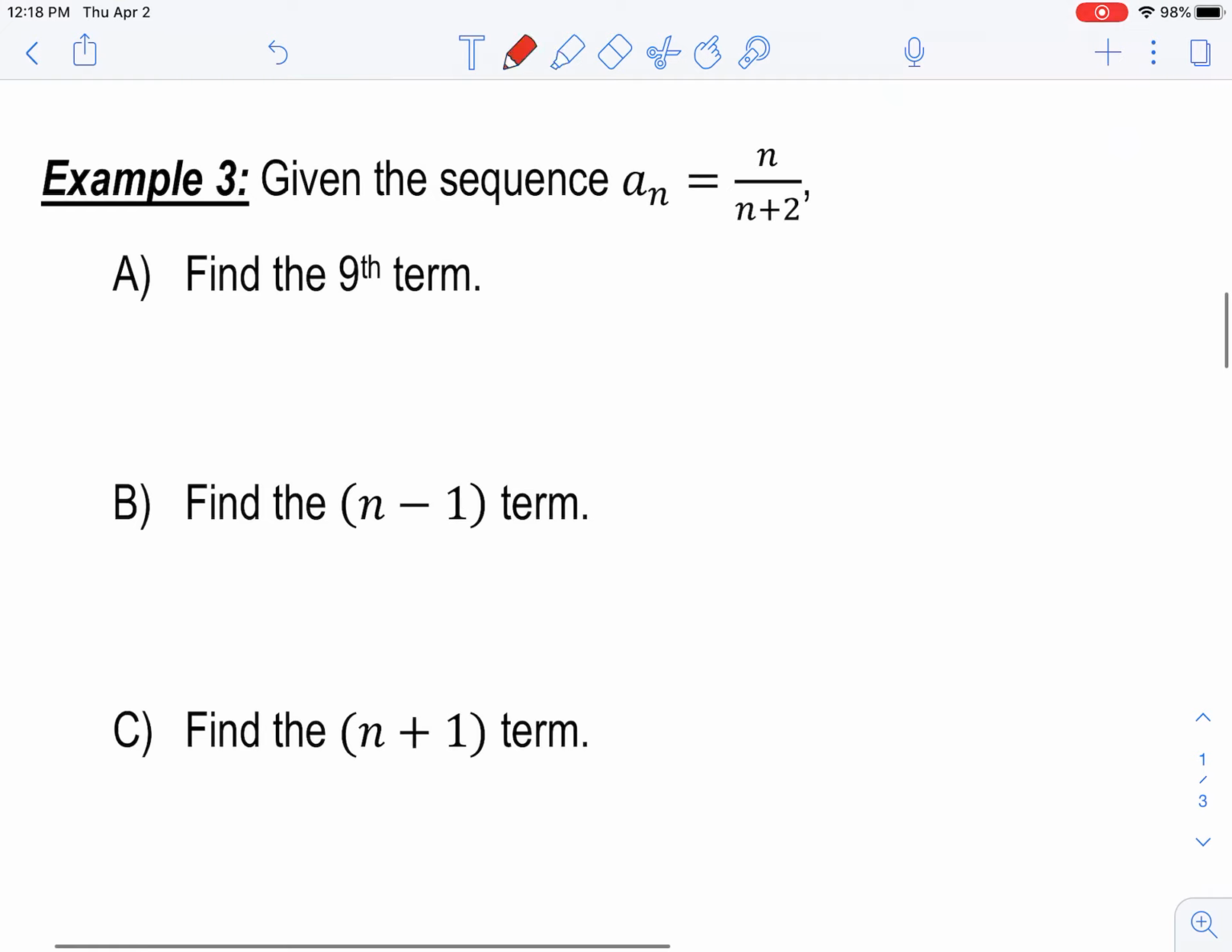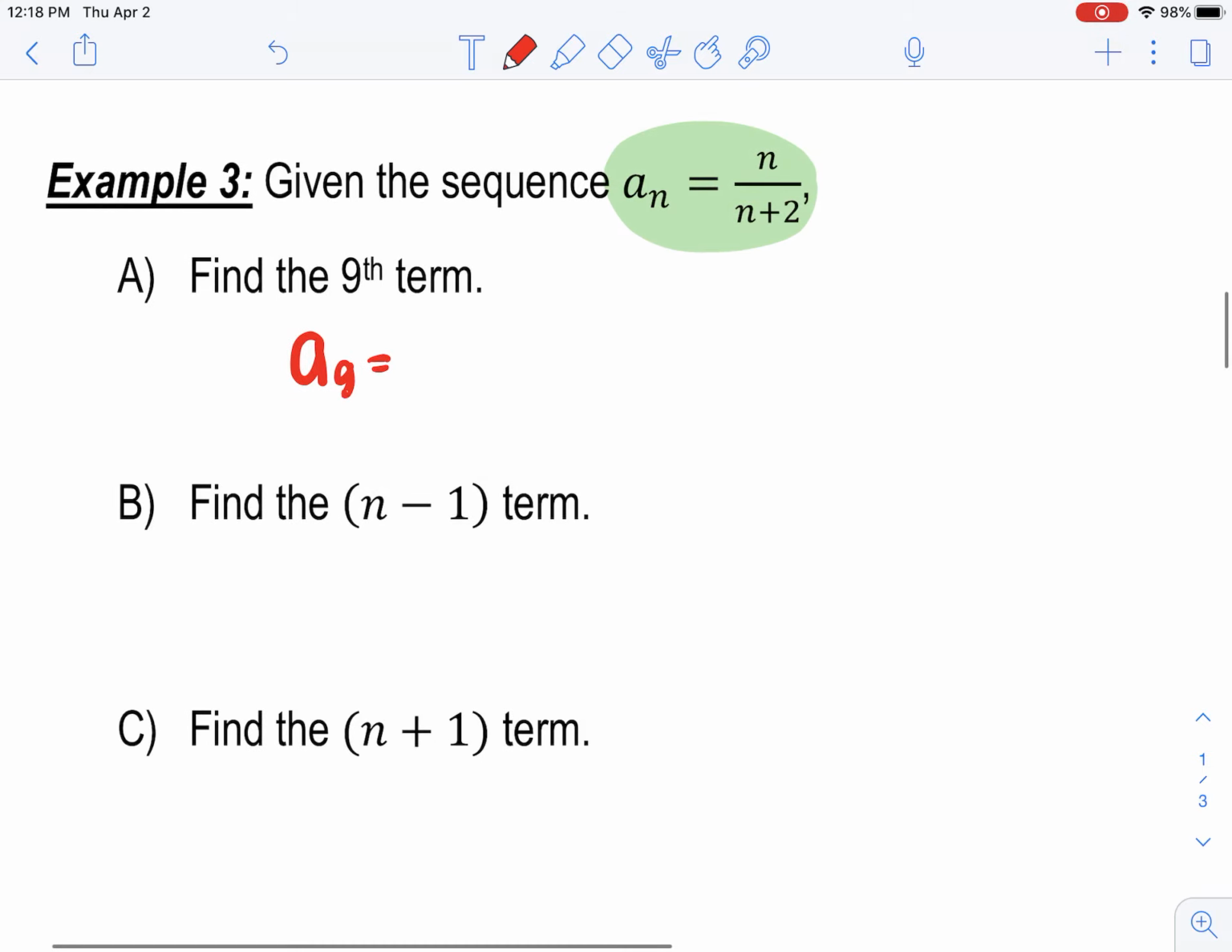Okay. Next part, super easy. It gives you an equation to follow. It says a sub n is equal to n divided by n plus 2, and then it asks you for 3 individual things. So first off, find the 9th term, so a sub 9. All that means is plug in 9 for n. 9 over 9 plus 2, so 9/11.